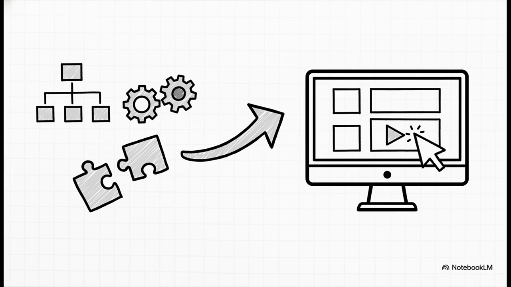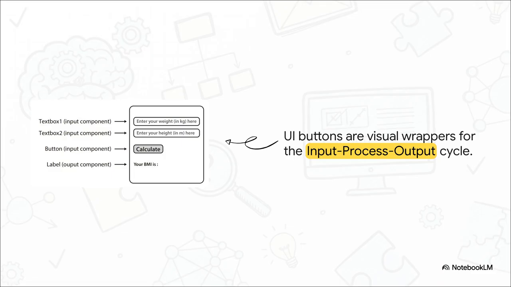Finally, let's talk about taking it from behind the scenes to the user interface. You see, when developers create wireframes and user interfaces, they rely entirely on that IPO cycle we talked about earlier. Just look at this simple body mass index or BMI calculator interface. You have text box 1 for weight and text box 2 for height. Those are our direct input components. Then you have a calculate button, which triggers the actual process component. And finally, you have a text label at the very bottom, which serves as the output component to display your BMI. It's wild to think about, but every button, every text box, and every drop-down menu you interact with online is really just a visual wrapper for the input-process-output cycle.